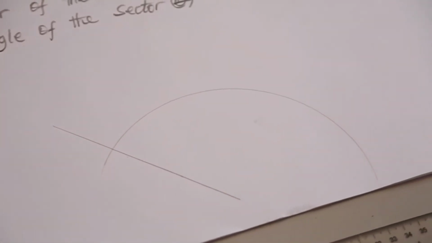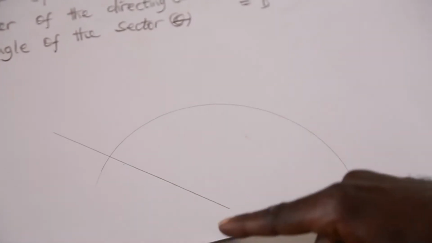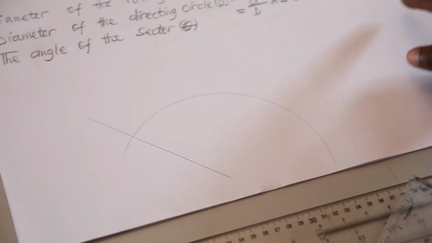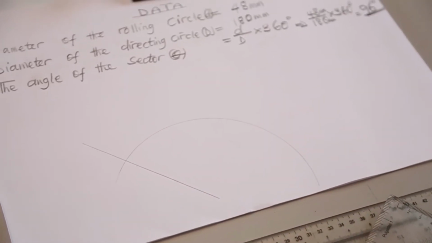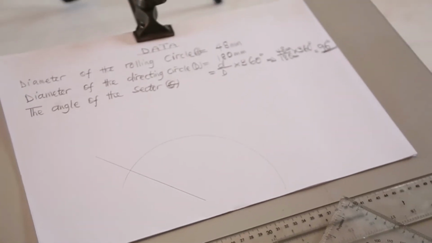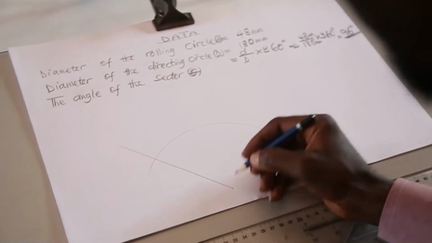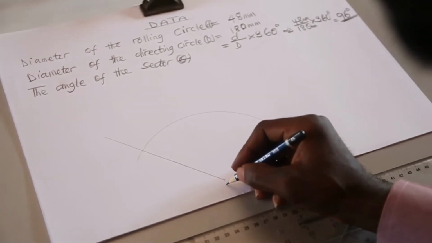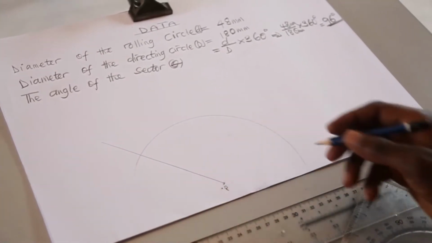Alright. And then you need to also draw another straight line at an angle of 96 degrees. That is the angle of the sector. Okay. So now we have this point. We can call it point P. Okay, this is our point P.